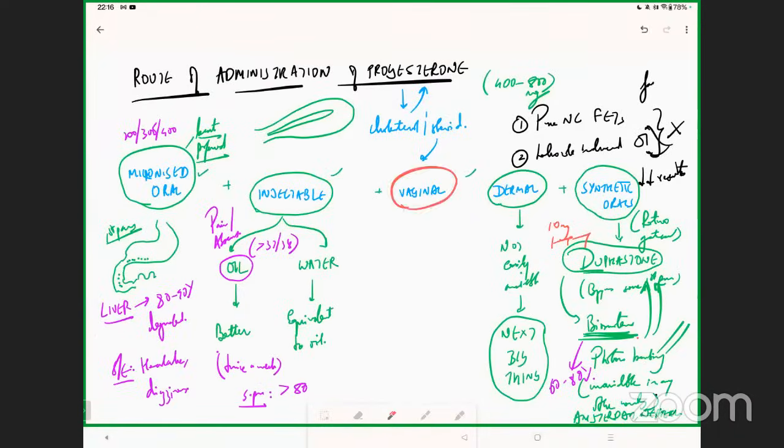In vaginal progesterone, you have options of tablets. So basically, that's vaginal capsules. You have options of gels. I prefer the 8% gel, and for patients who are undergoing ovulation induction or IUI cycles, I ask them to put the gels in the morning.